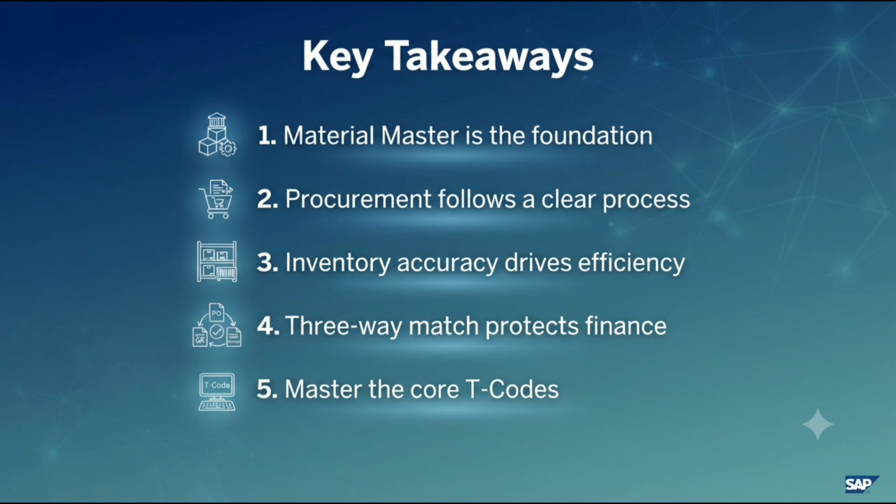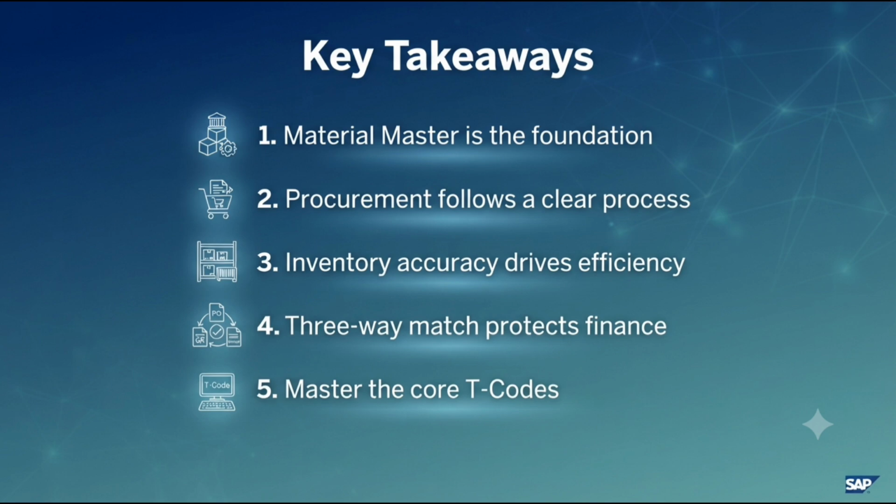Let us quickly summarize what we have learned. SAP MM manages the complete life cycle of materials from planning to payment. The material master and vendor master are the foundation of all processes. The organizational structure provides the framework for data and transactions. The procurement cycle moves from purchase requisition to purchase order, goods receipt, and invoice verification. Inventory management keeps stock accurate in real time. The three-way match protects the company financially. Knowing key T codes helps you work productively.